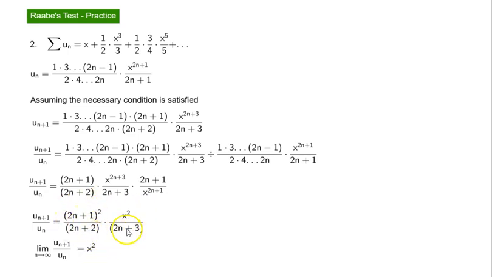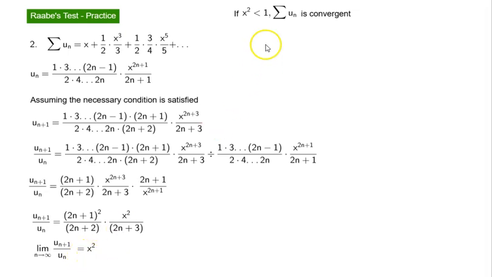A quick way of figuring this out without actually carrying out the steps is to see that the numerator will have 4n squared if we take out 2n. And in the denominator, again, we take out 2n and 2n, and we end up with 4n squared. 4n squared and 4n squared cancel out, and we'll be left with, when we take the limit, 1 by 1 times x squared, which is x squared.